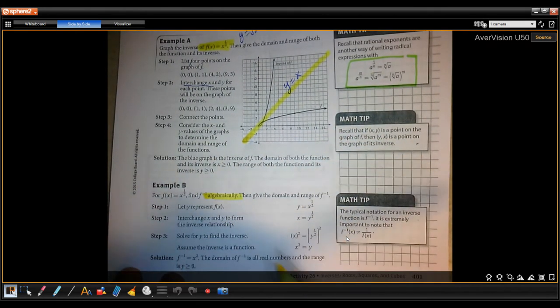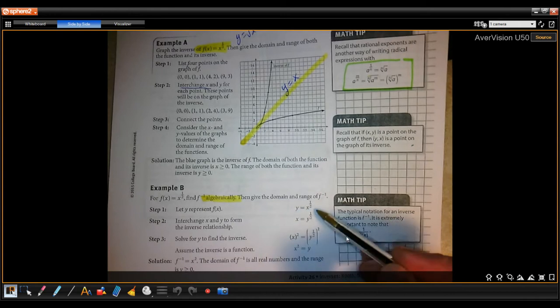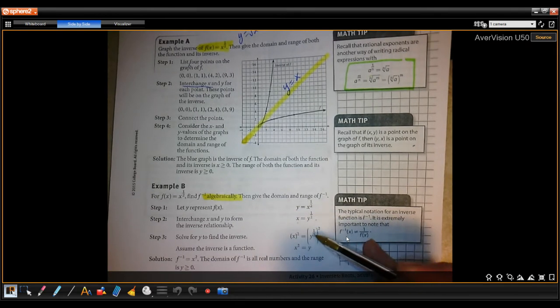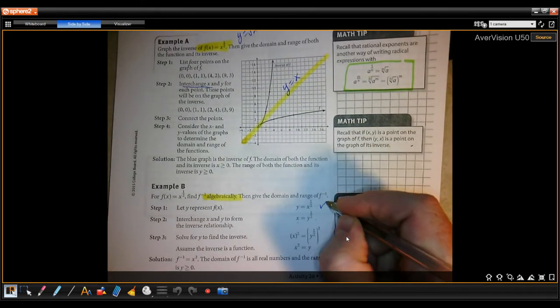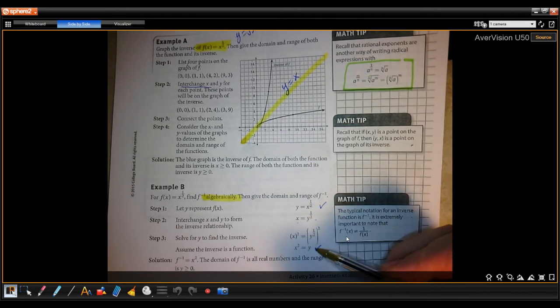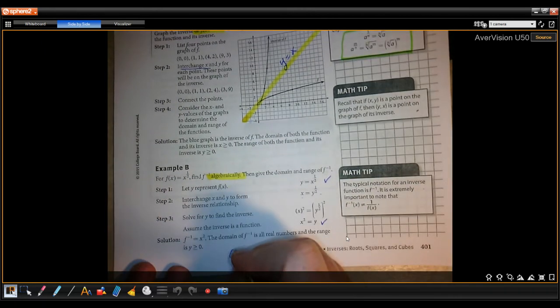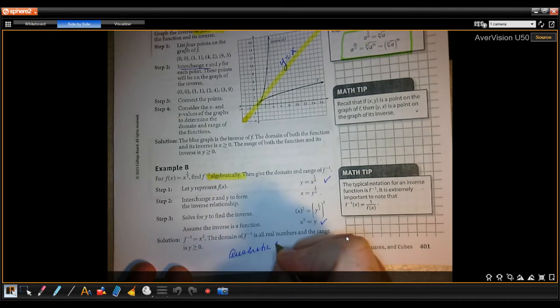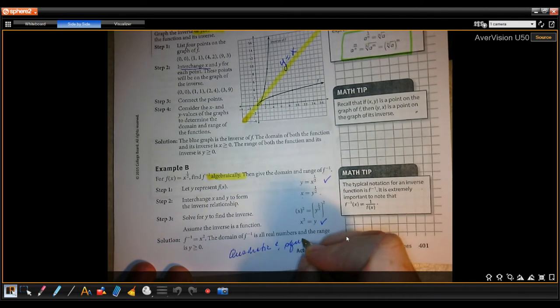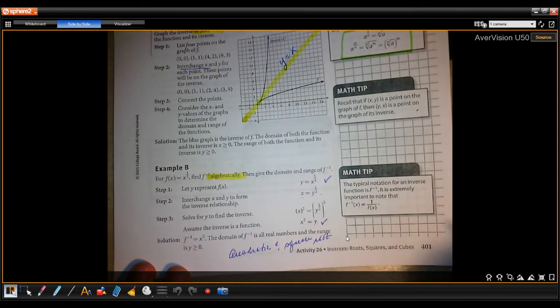So algebraically, and I know you guys know how to do this, so I'm not going to go too slow. How to find it algebraically: you can see here's the function, switch x and y, solve for y. So here's the original, here's the inverse. But you guys already knew that. You guys knew that the inverse of a quadratic is a square root, right? Quadratic and square root are inverses of each other, right?